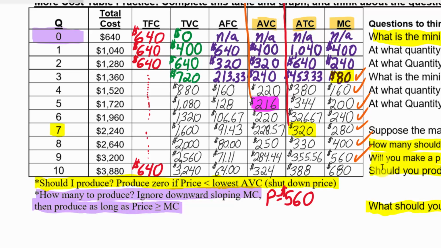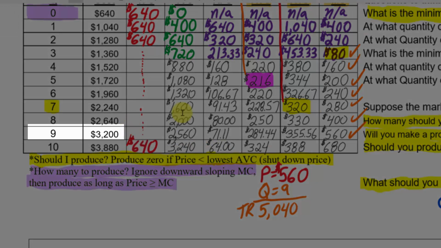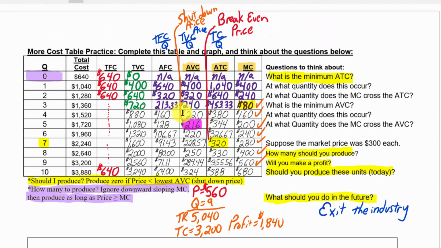So what's going to happen here? Well, if the price is $560 and we're telling you that you should produce the 9th unit, so Q equals 9, how much is our total revenue going to be? $560 times 9 is $5,040 in total revenue. And how much is our total cost? $3,200. So total cost, $3,200, and that's going to give us a profit of $1,840.